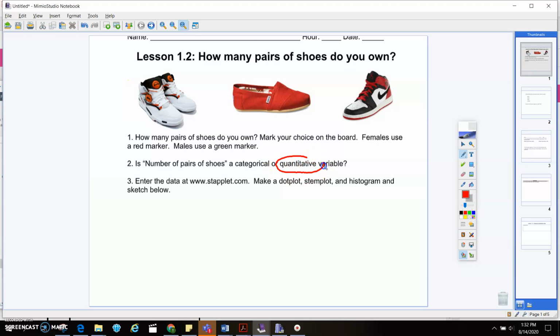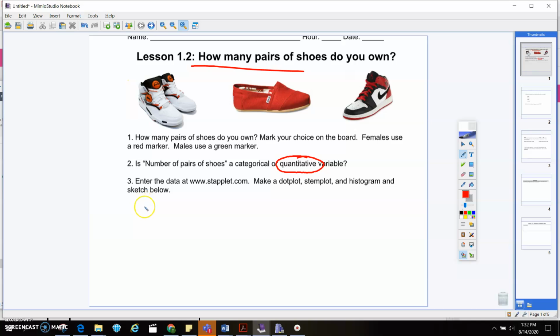Technically, it's a quantitative variable because it's how many pairs of shoes you own. If you can say a specific number, and it's describing the amount that you have, then you're good. But let's say it was asking you a zip code, then that would not be a quantitative variable. That would be categorical, because it doesn't make sense to say, how many zip codes do you have? That doesn't make sense. So quantitative means a number. Categorical means a type or a place.